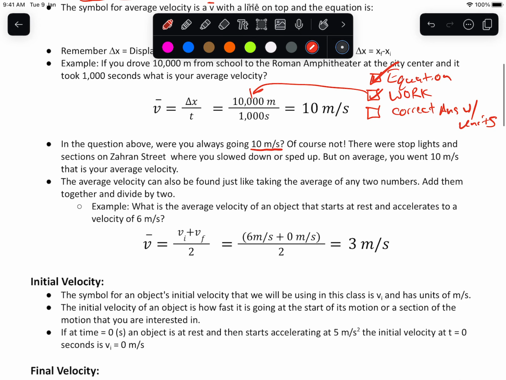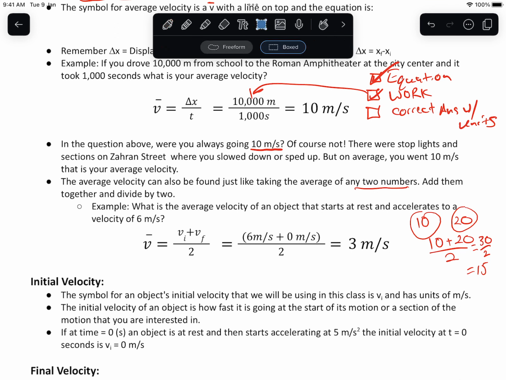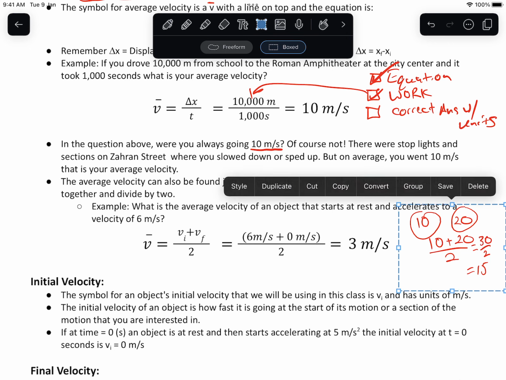The average velocity can also be found just like taking the average of any two numbers. And what I mean by that is if I said, oh, I have 10 marbles on day 1 and I have 20 marbles on day 2, what's the average number of marbles I had? Well, I would just go 10 plus 20 divided by 2 to get 30 divided by 2, which gives me 15 marbles, right? If I'm just getting the average of two numbers. So we can do the same thing with two velocities.